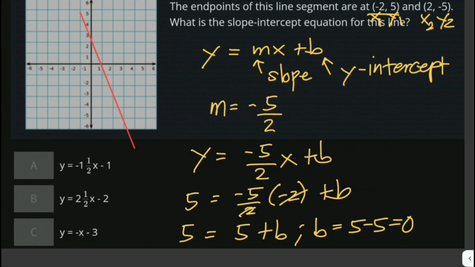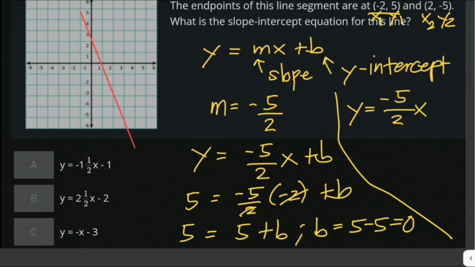Therefore, the equation of this line in slope-intercept form is just y equals -5 halves x. So, it's not in the choices here because I accidentally cut letter D. It's supposed to be letter D. So our answer is y equals -5 halves x.